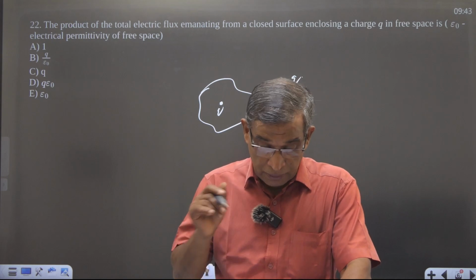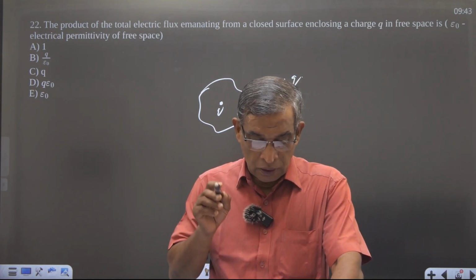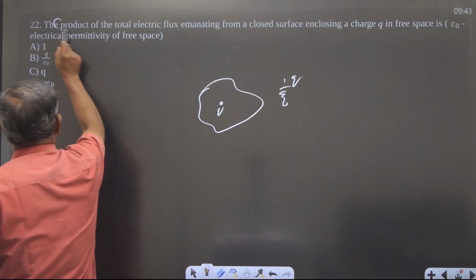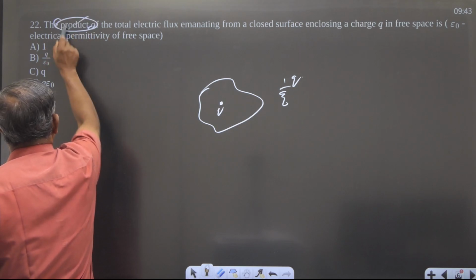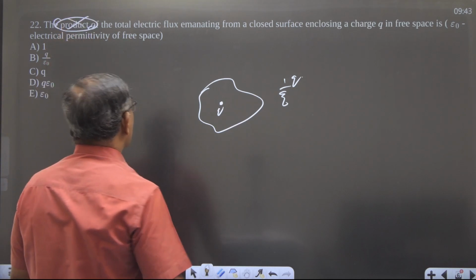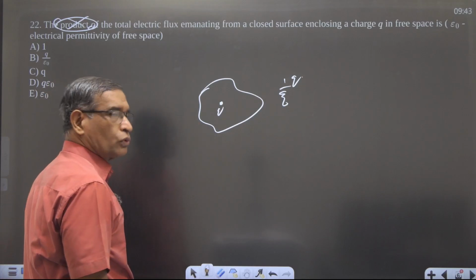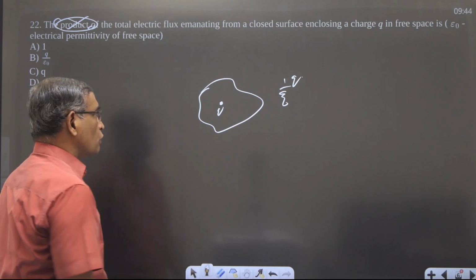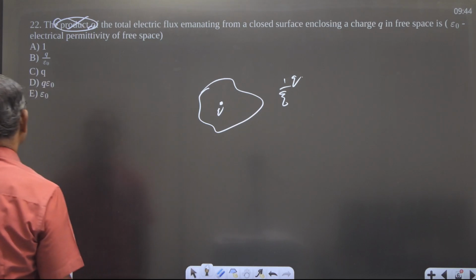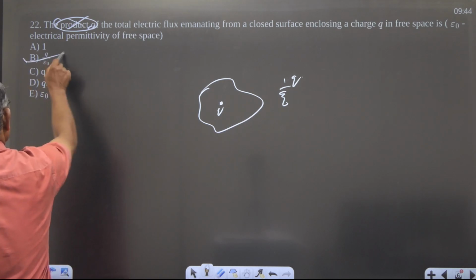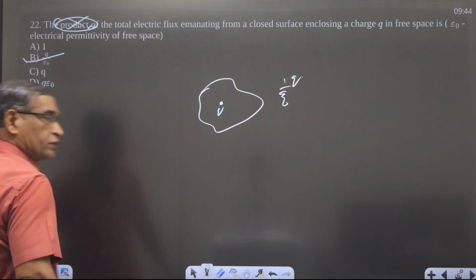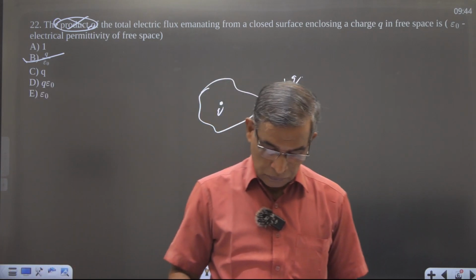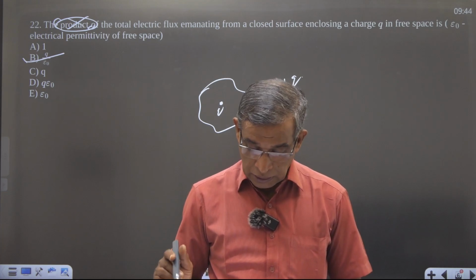But what they mean, I think, if you neglect the word product, then the total electrical flux emanating from a closed surface which encloses a charge q, by Gauss's theorem, is equal to 1 by epsilon 0 times q. That is the answer. But since the word product was there, the question was deleted. Next question.